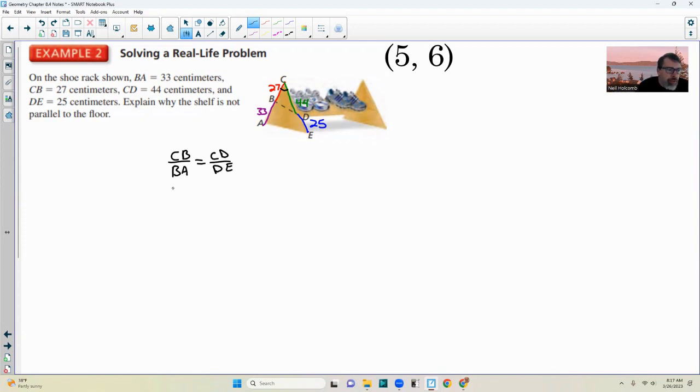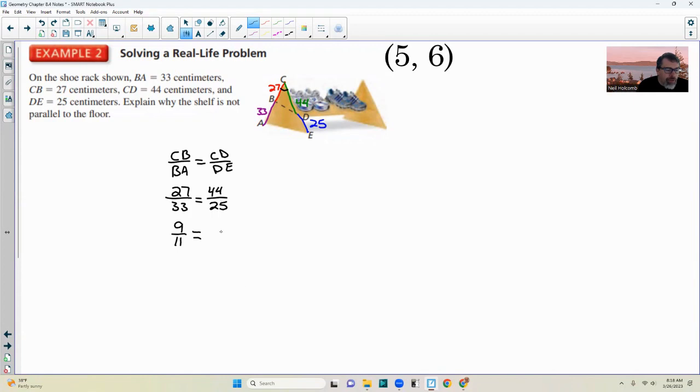So CB is 27. BA is 33. And that has to equal CD, which is 44, over DE, which is 25. This has to be equal in order for those two sides to be parallel. So if I can reduce this, 3 goes into 27 9 times. 3 goes into 33 11 times. So that's that reduced. And 25, 5 will go into 25. And 5 will not go into 44.